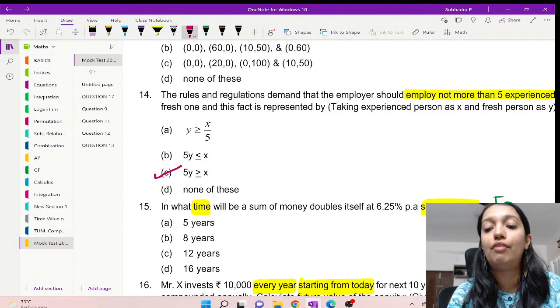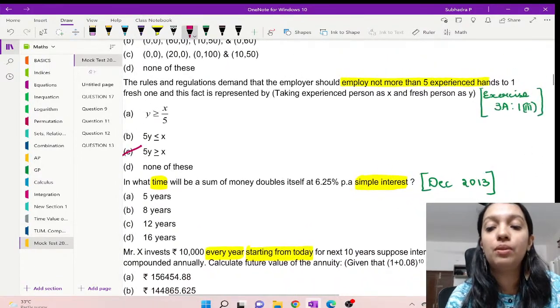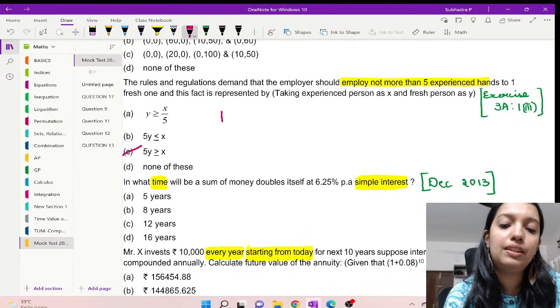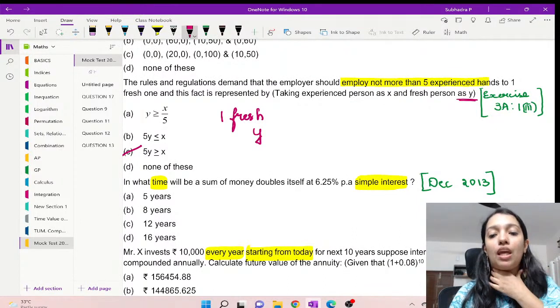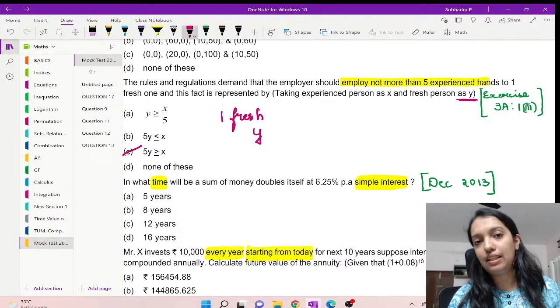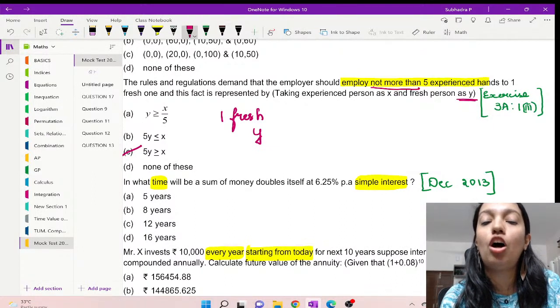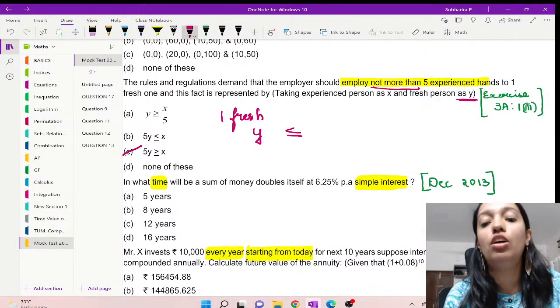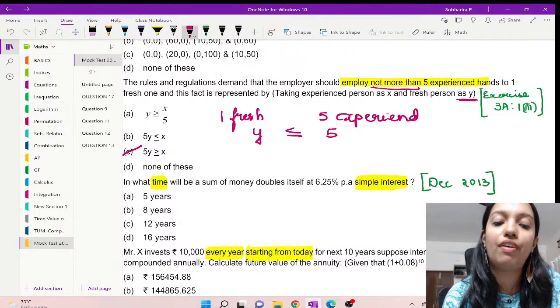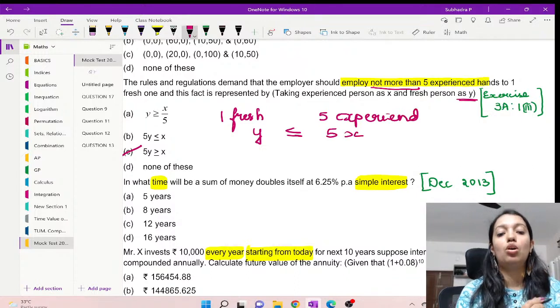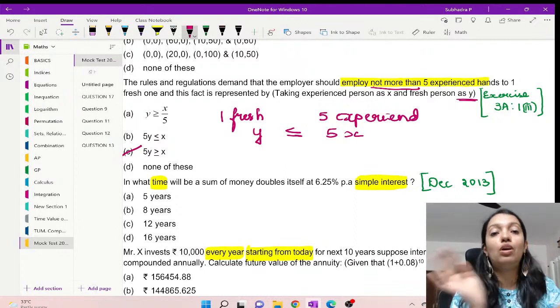Ma'am, how to do it? Have a look. What have they given in this question? There is 1 fresh person. Fresh person has to be taken as Y. For 1 fresh person, there should not be more than 5 experienced hands. What do you mean by not more than? It is less than or equal to. Not more than 5 experienced hands. Experienced hands has to be taken as 5x. Check, do you have this in your option? No. What we'll do? We'll do adla badli.